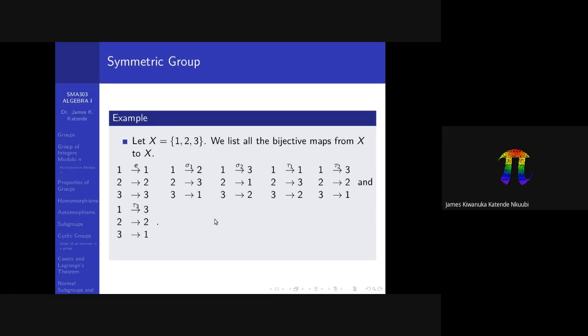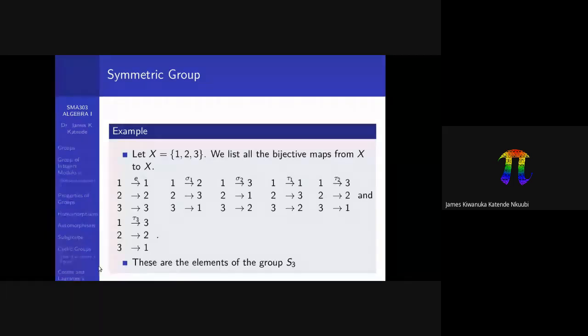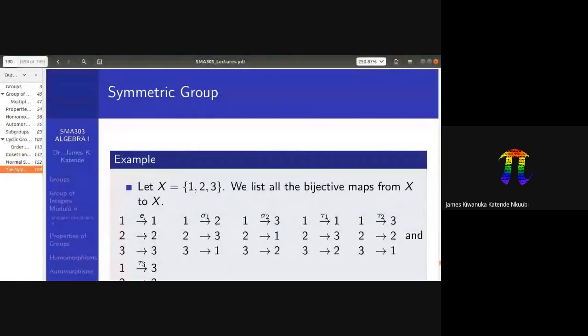Are there any questions on this? So we have relabeled them. They are precisely the same maps we had in D3, but now we have them labeled as E, sigma 1, sigma 2, tau 1, tau 2, and tau 3, using these new Greek letters. So these 6 elements, they form the group S3, the symmetric group S3. Are there any questions?